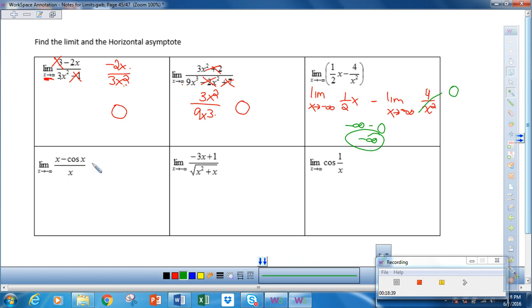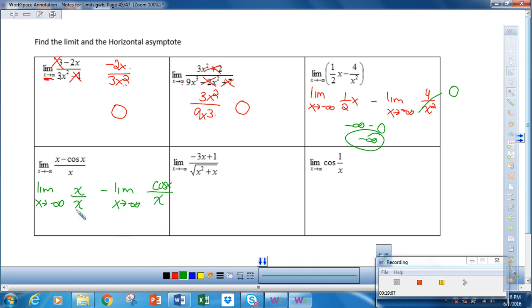This is a sweet little problem. We can do this a couple of different ways. One of the things I want you to look at is that we can divide x into both of these. So once again, we can rewrite this as the limit as x approaches negative infinity of x over x minus the limit as x approaches negative infinity of cosine x over x.